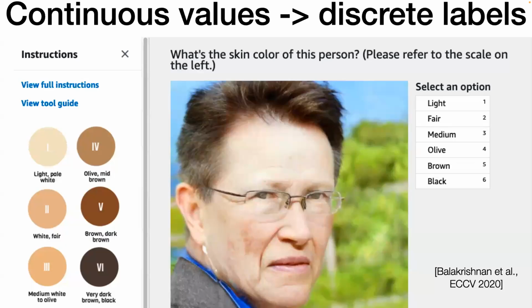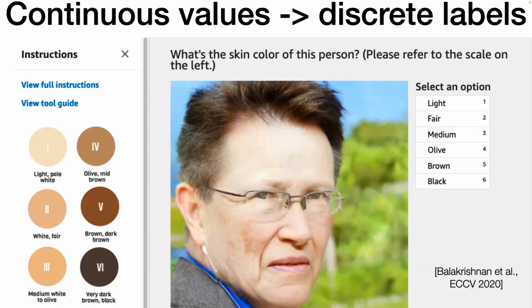For example, if you want to estimate the skin tone of this person, and here, in a paper by Balakrishnan, the idea was, instead of using a continuous scale with a cursor, to make it quick and take the Fitzpatrick scale, which is used by dermatologists. It's a combination of a patch that shows you the skin tone, the number, and then a description. These three elements together help an annotator decide which of those boxes to pick on the right.